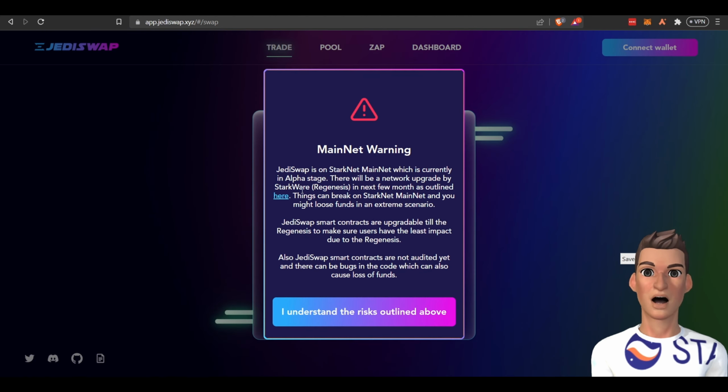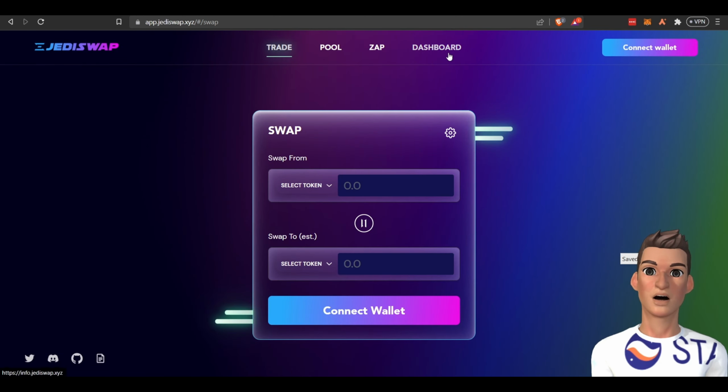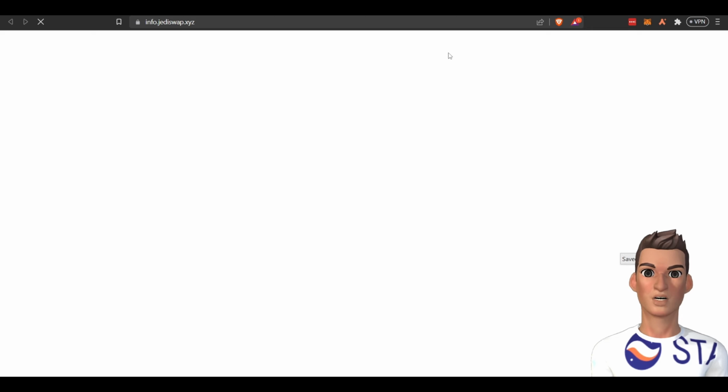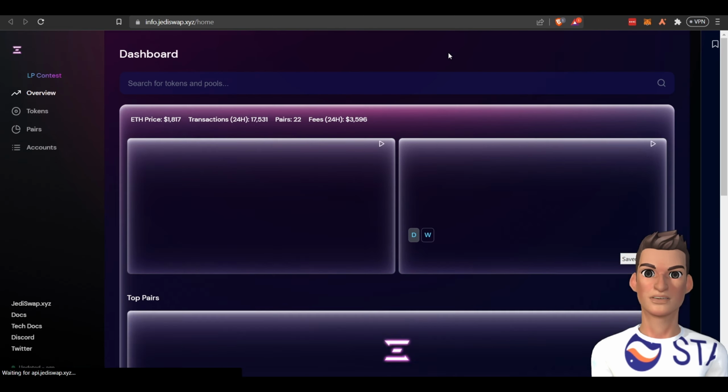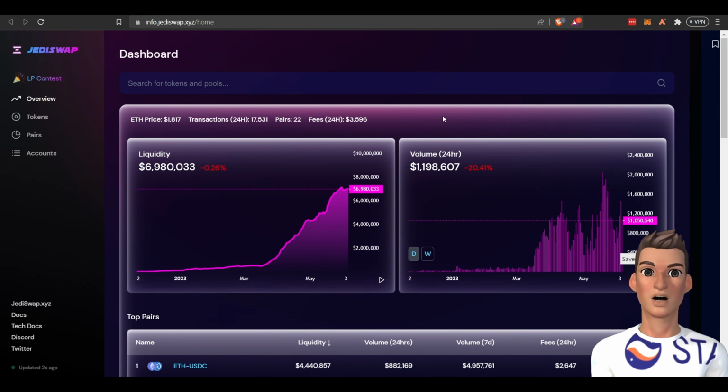These guys are in alpha stage. They haven't been audited, and you want to invest at your own risk. Only invest the amount you're willing to lose. So if we click on I understand, you can go over here to dashboards. So basically, you're investing in liquidity pools. So you're providing liquidity to these protocols to help them grow.